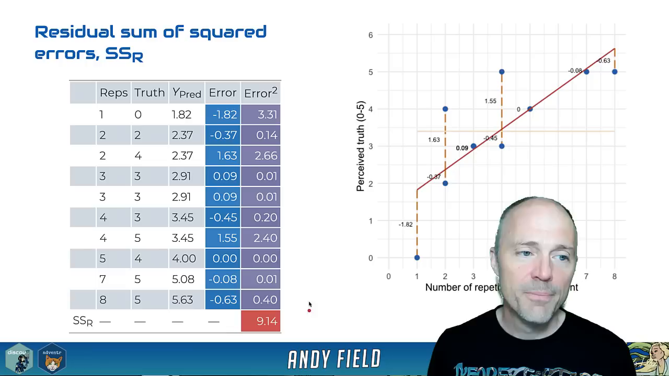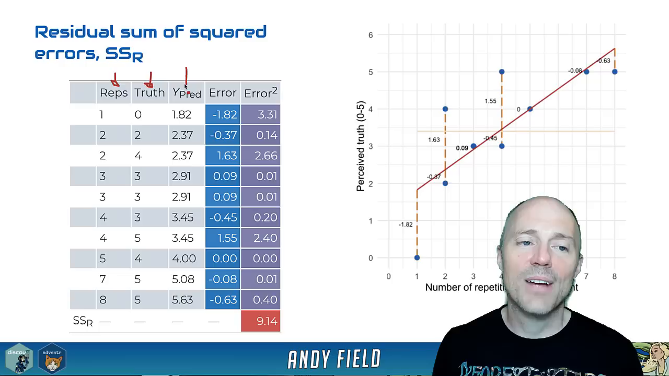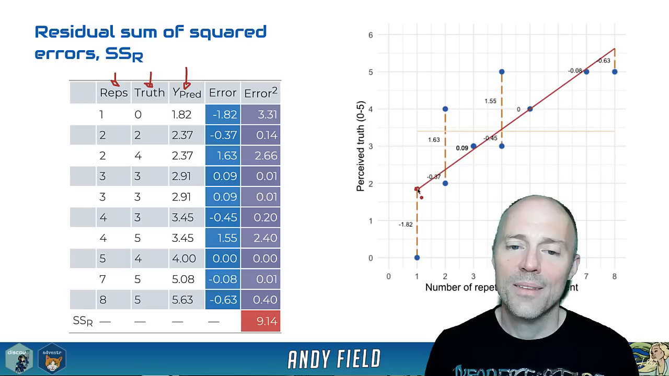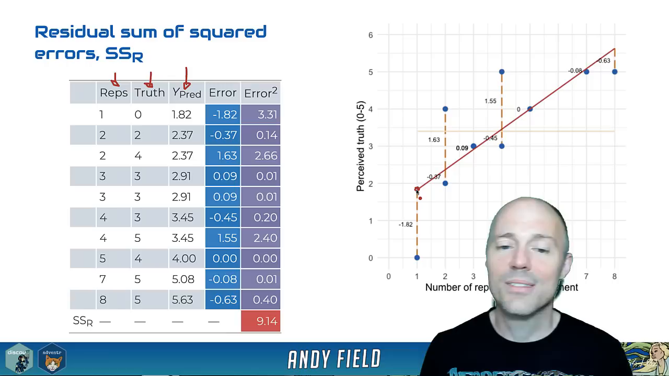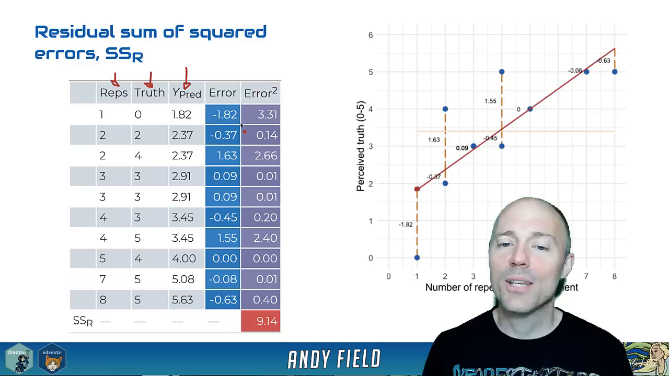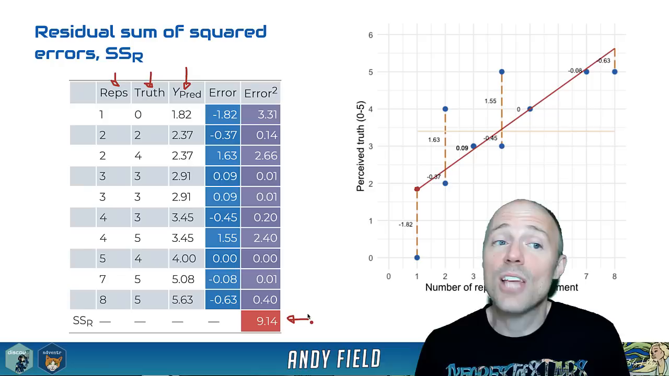Again, we've got a column with the number of repetitions each person had and their truth score, so those two columns are the observed data. But now the predicted value of Y is the value predicted by the diagonal line. For this person here who had one repetition, their predicted value is just under 2, and their observed value was 0. Again, we can work out these errors. We wouldn't do this manually, a computer will do it for us, but we work out those values, and we square them because some are positive and some are negative. Then we add them up, and that gives us a value of 9. So in total, the residual sum of squared errors is about 9.